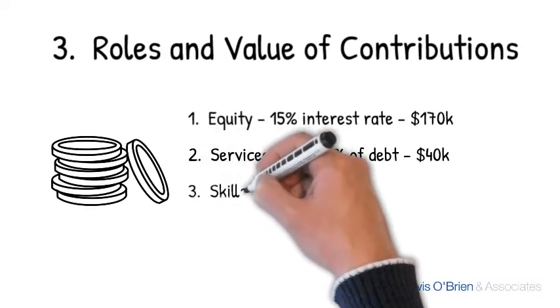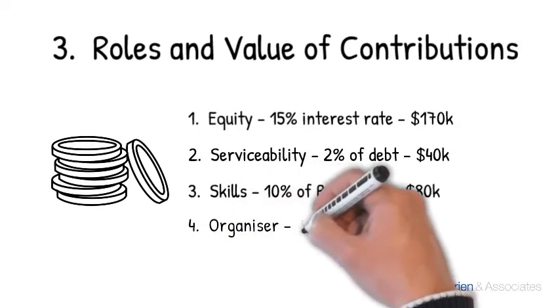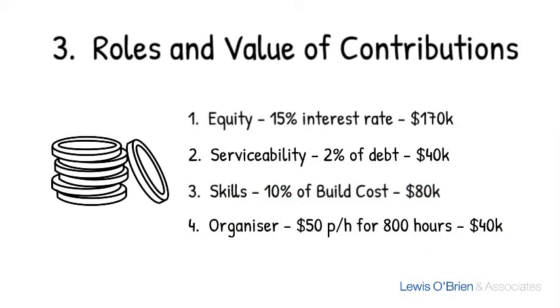Thirdly, we need to pay for the skills involved in managing the build and otherwise dealing with the technical aspects. It's not uncommon to pay an architect 10% of the build cost as a fee, so it may be that $80,000, being 10% of an $800,000 build cost, is appropriate. Finally, we need to work out an appropriate return to the person who's doing the organising and setting up the joint venture. If we assume 800 hours and a notional salary of $50 per hour, we come up with $40,000 worth for this contribution.